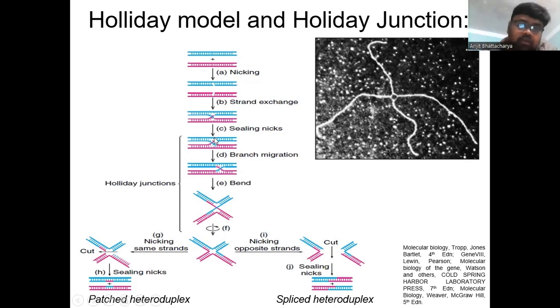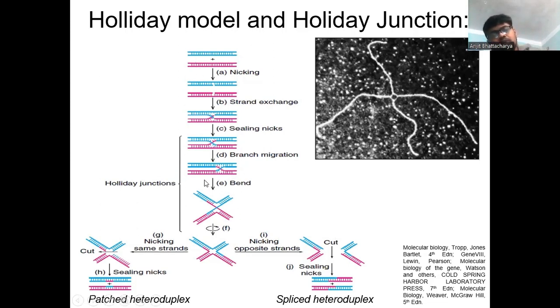And subsequently, this model proposes that immediately after that there will be sealing of these nicks. So this pink-blue DNA will be joined, and this blue-pink DNA will be joined, which will form a kind of branch between the two DNA. And subsequently, there will be a branch migration. So this branch will migrate, and the more the branch migrates, the more strand exchange will occur. Ultimately, it will migrate at a certain pace, 50 base pairs per second or something, and ultimately it will stop at a place quite distant from where it began.